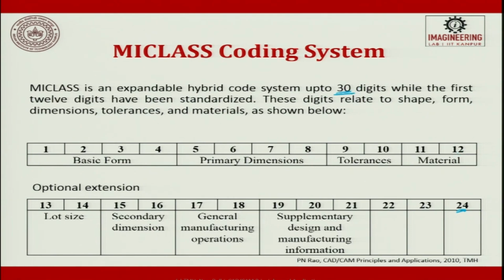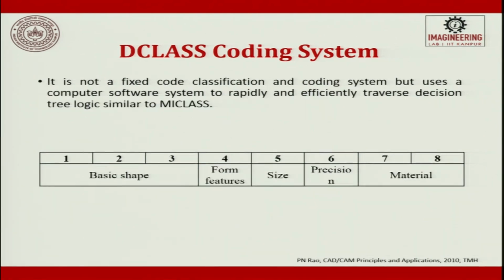When you use 30 digits, you go deeper into a part, but every time you have to store data, you will have to give 30 digits. The first 12 are standardized. These digits relate to shape, form, dimension, tolerance, materials and so on. Then the DCLASS coding system, I am just showing you different coding systems. In DCLASS there is no fixed code classification and coding system, but it uses a computer software system to rapidly and efficiently traverse decision tree logic similar to MICLASS.